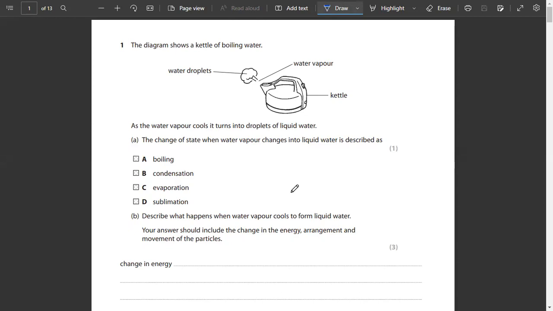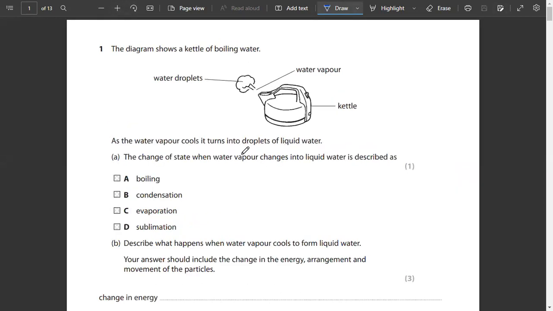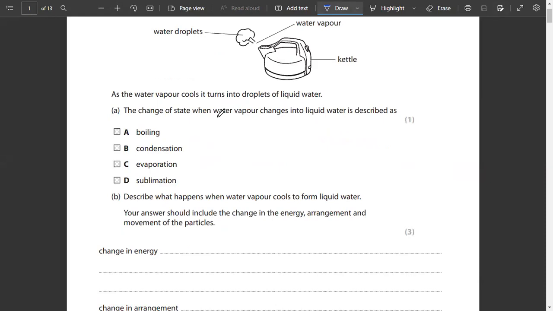Now, as the water vapor cools, it turns into droplets of liquid water. The change of state when water vapor, which means gas, changes into liquid water is described as... what do we call this change? When there's a gas to liquid change, when something changes from gas to liquid, we call it condensation.